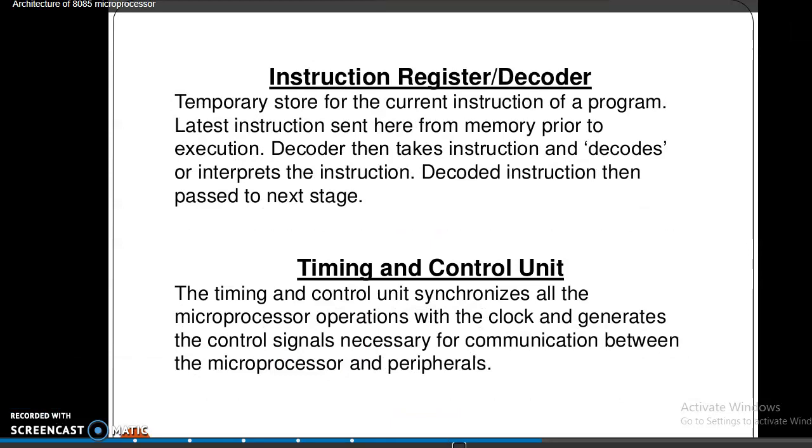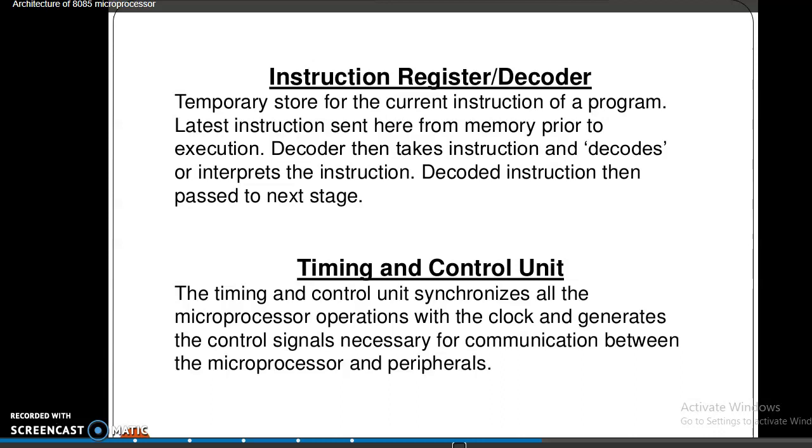And then the instruction register and decoder, a temporary store for the current instruction of a program. Latest instruction is sent here from memory prior to execution. A decoder then takes the instruction and decodes or interprets the instruction. The decoded instruction then passes to the next stage. The decoder is used to decode the instructions and it is passed to the next stage.